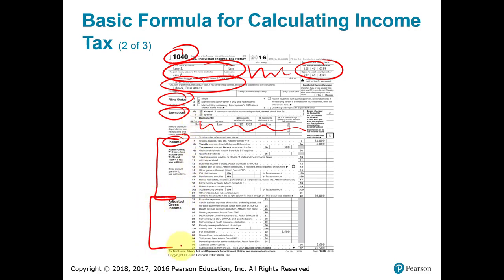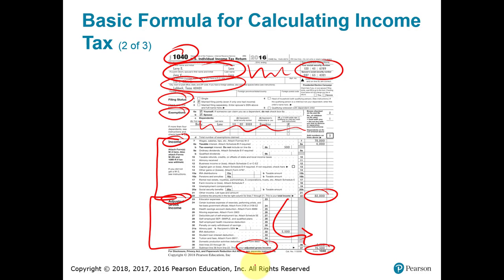Then here's a bunch of deductions called adjustments. So when you subtotal these adjustments and subtract it out from the gross income, you get a figure called AGI, or adjusted gross income. So this is the front page of the 1040 form.